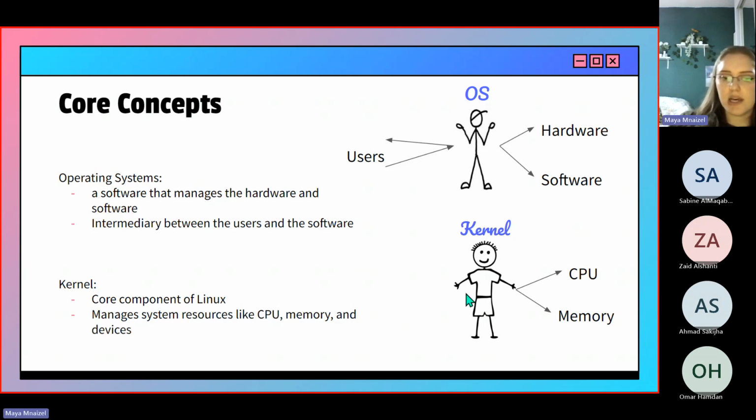So the kernel has less responsibility. It's also the core component of Linux, as we said. It manages system resources like CPU, memory, and devices. So it only handles internal stuff. It doesn't handle any kind of external stuff like users.